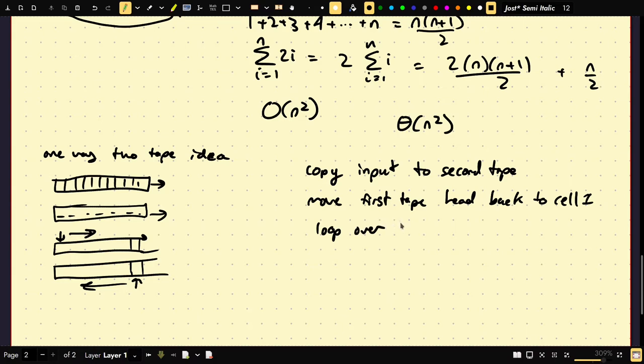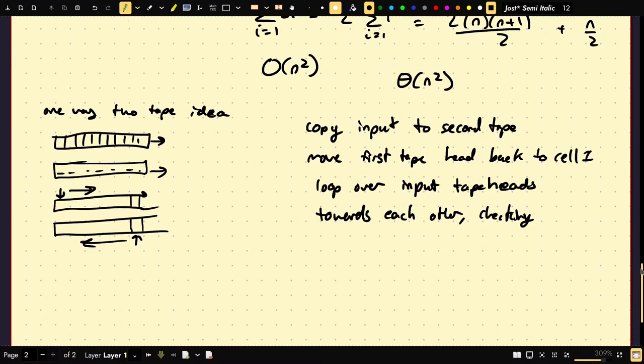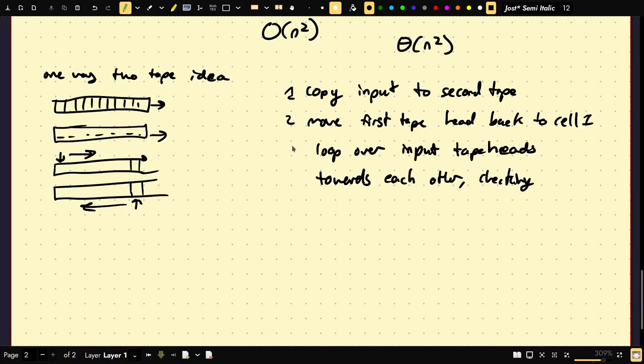Loop over input, tape heads towards each other, checking. Step one, we'll call this step one, step two, step three. Step one, copy input, takes O of N, takes N steps. Step two, move the tape head back to cell one. You have to loop back, takes N steps. Step three, loop over input, tape heads towards each other. It's going to take us to the halfway point, so it's going to take N over two. This whole thing is actually 2.5N, which is less than 3N, which is O of N.